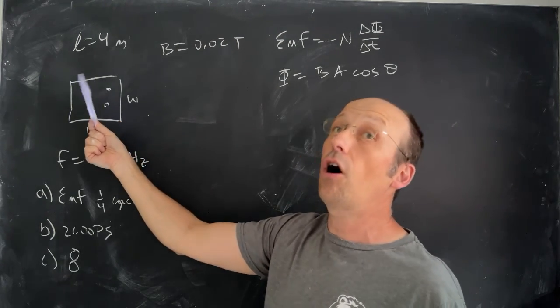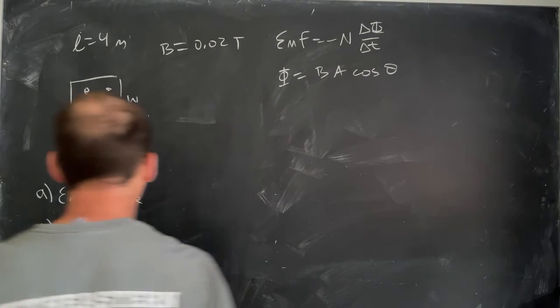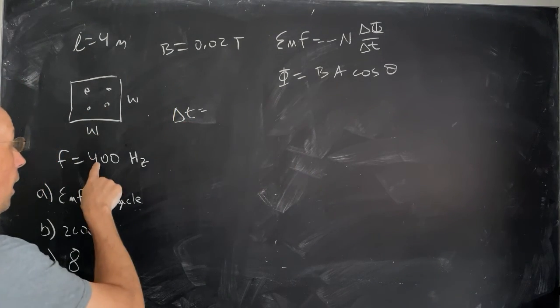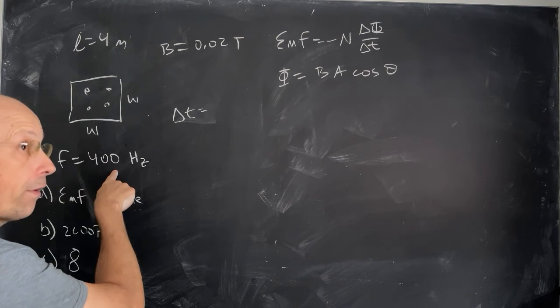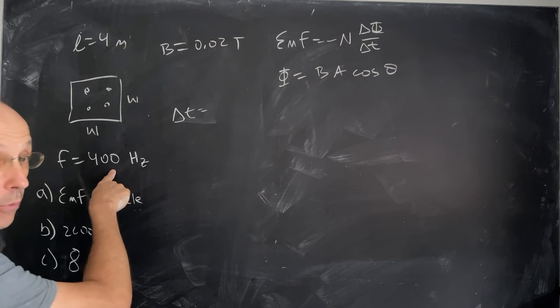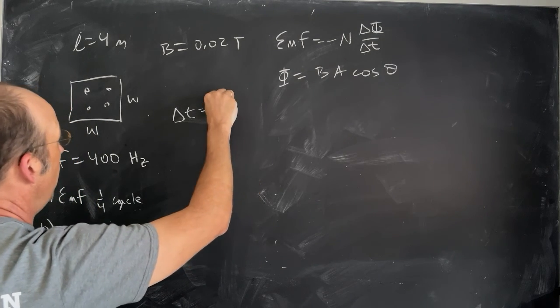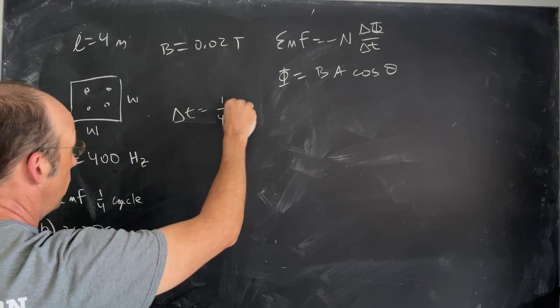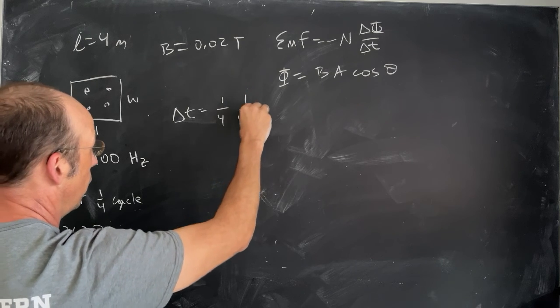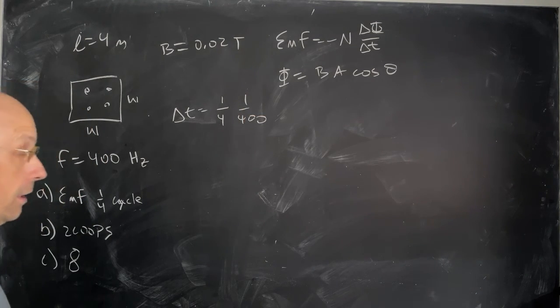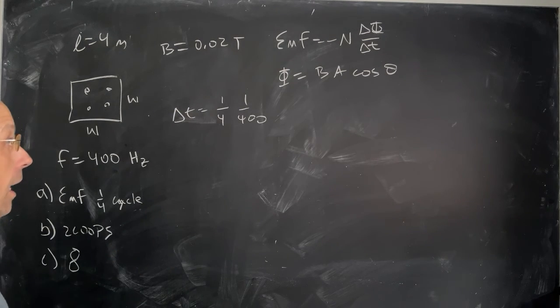Now, how long would that take? Well, the time, let's write this as delta t, would be a fourth of the time to go all the way around. But the time to go all the way around is 1 over 400. So this is going to be 1/4 times 1 over 400. 1 over 400 is the time for 1 oscillation, 1 rotation, and we're only going a quarter of that. So that's our time.